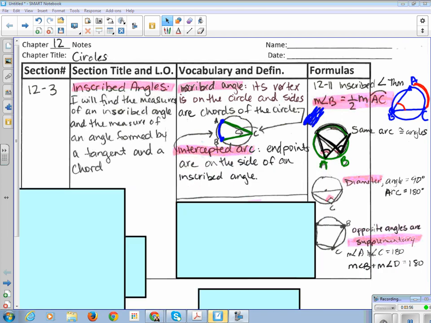Okay. So another property that goes along with this is if I have a diameter, then your inscribed angle is going to be 90 degrees because what's the arc length of half of a circle? What's the arc measure? 180, because the whole circle is 360. What's half of 180? 90. So if you have an inscribed angle that is a diameter, then the inscribed angle is 90 and the arc measure is 180.